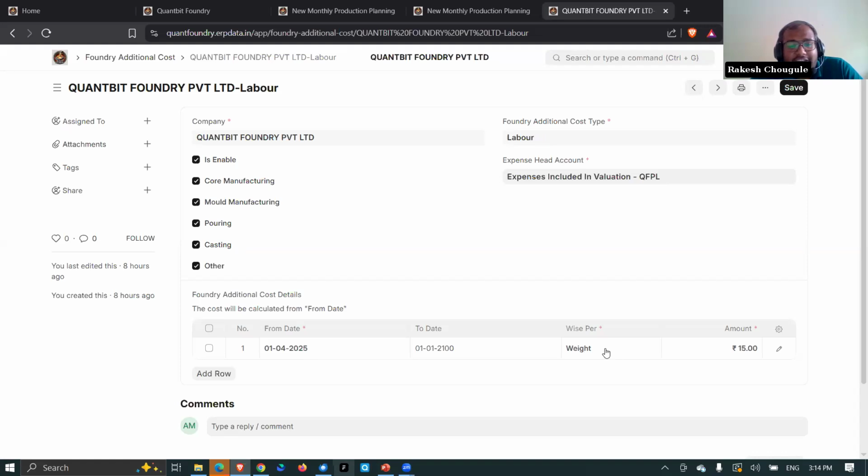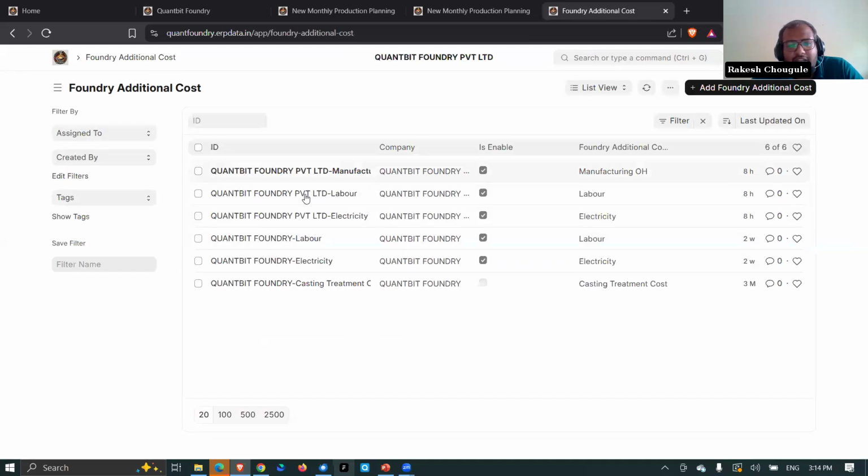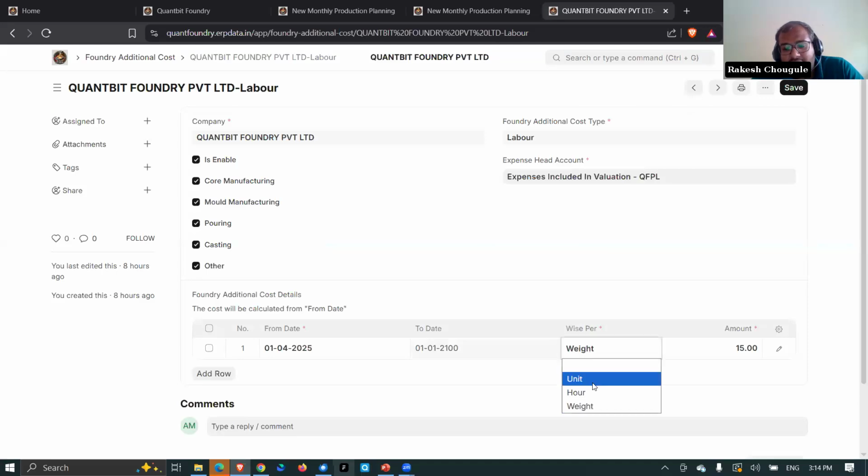One of the important things in the foundry industry is that all the costs or overheads are calculated on the basis of the tonnage of production, not on quantity or time basis. So generally it will be computed on the basis of tonnage of each production. So we add additional cost as required on the basis of tonnage, quantity, and hour. We provide full flexibility to the user, so he can configure here how he wants to add additional cost: on the basis of tonnage, time, or per quantity.